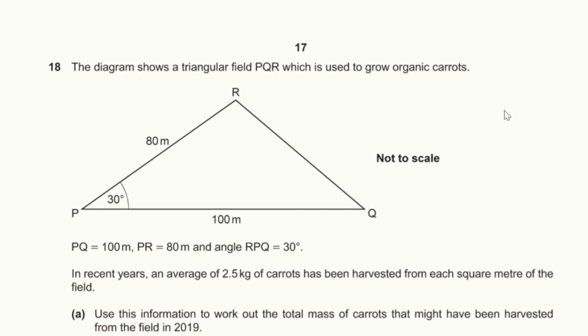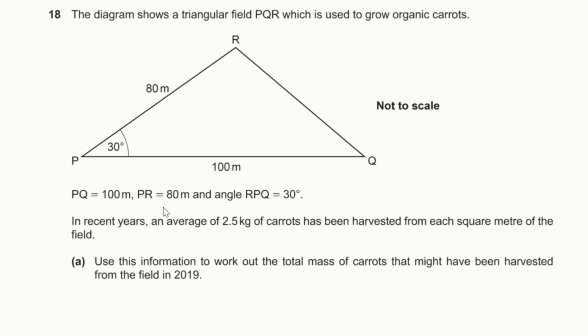Question number 18. The diagram shows a triangular field PQR, which is used to grow organic carrots. PQ is 100 meters, PR is 80 meters, and the angle RPQ is 30 degrees. In recent years, an average of 2.5 kilograms of carrots have been harvested from each square meter of the field. We have to use this information to work out the total mass of carrots that might have been harvested from the field in 2019.